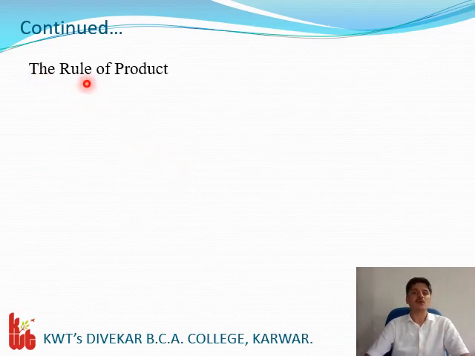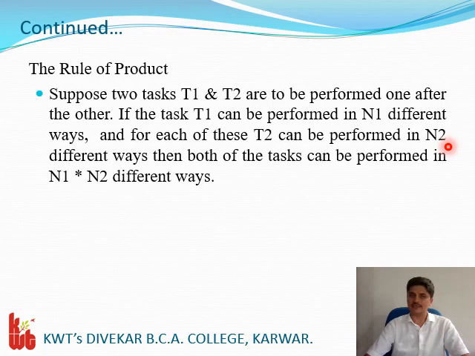Now the second part, the rule of product. What it says is similar to the rule of sum, but with a change. Suppose two tasks T1 and T2 are to be performed one after the other. If task T1 can be performed in n1 number of ways, and for each T1 task, T2 can be performed in n2 different ways, then both of the tasks can be performed in n1 into n2 different ways.